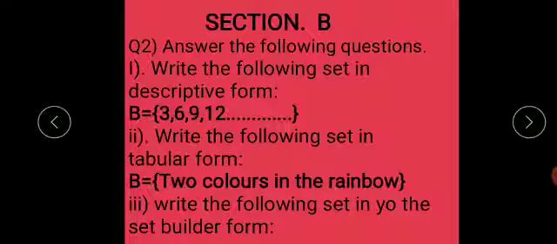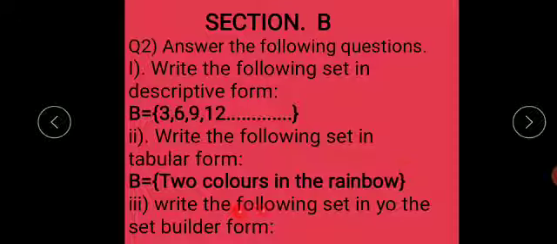Your section B consists of short questions. Question number 2 is answer the following questions. Question number 1 is write the following set in descriptive form. Set B is a set of 3, 6, 9, 12 and so on. Second part is write the following set in tabular form. B is a set of 2 colors in the rainbow.